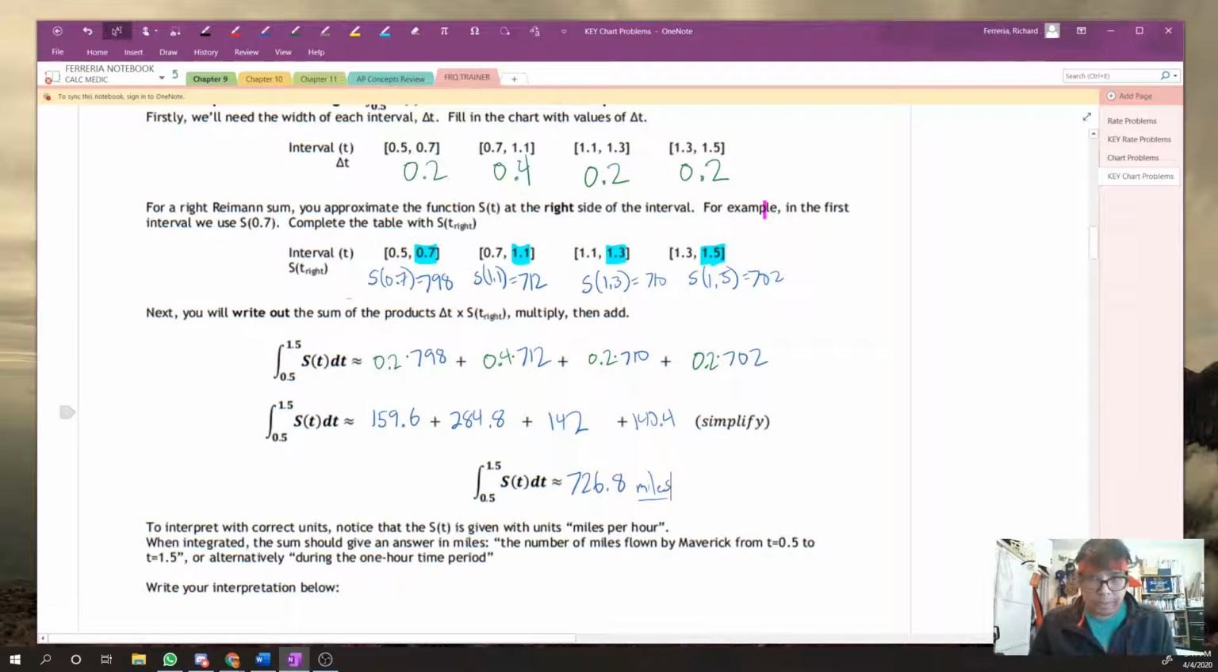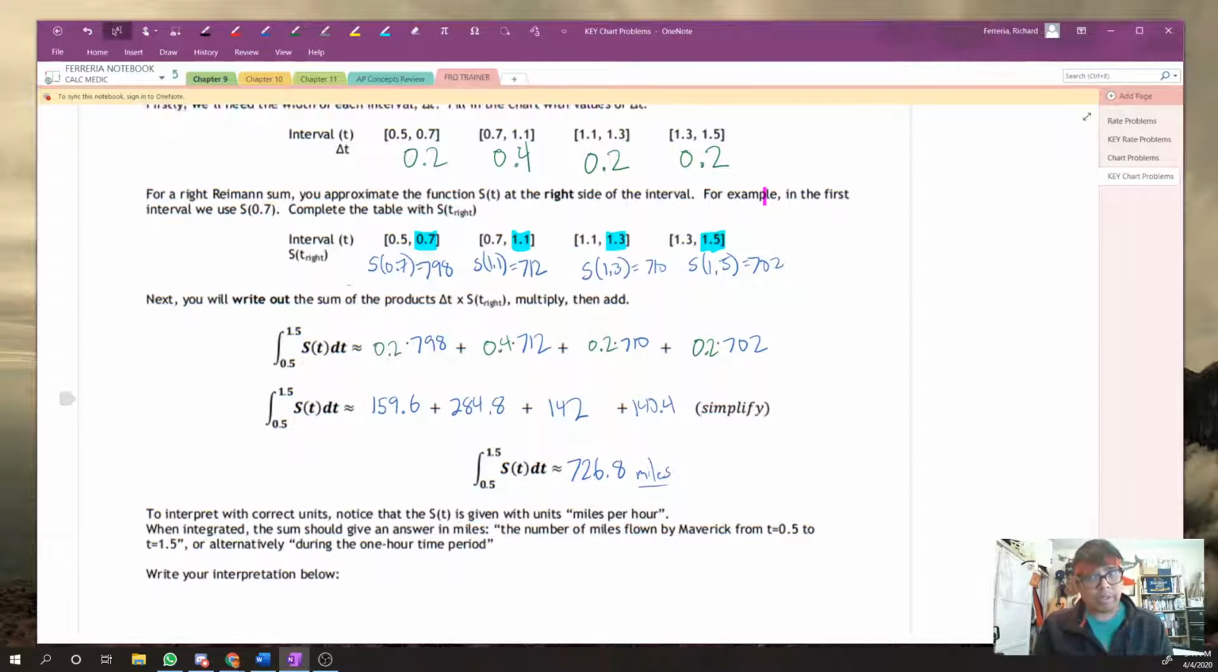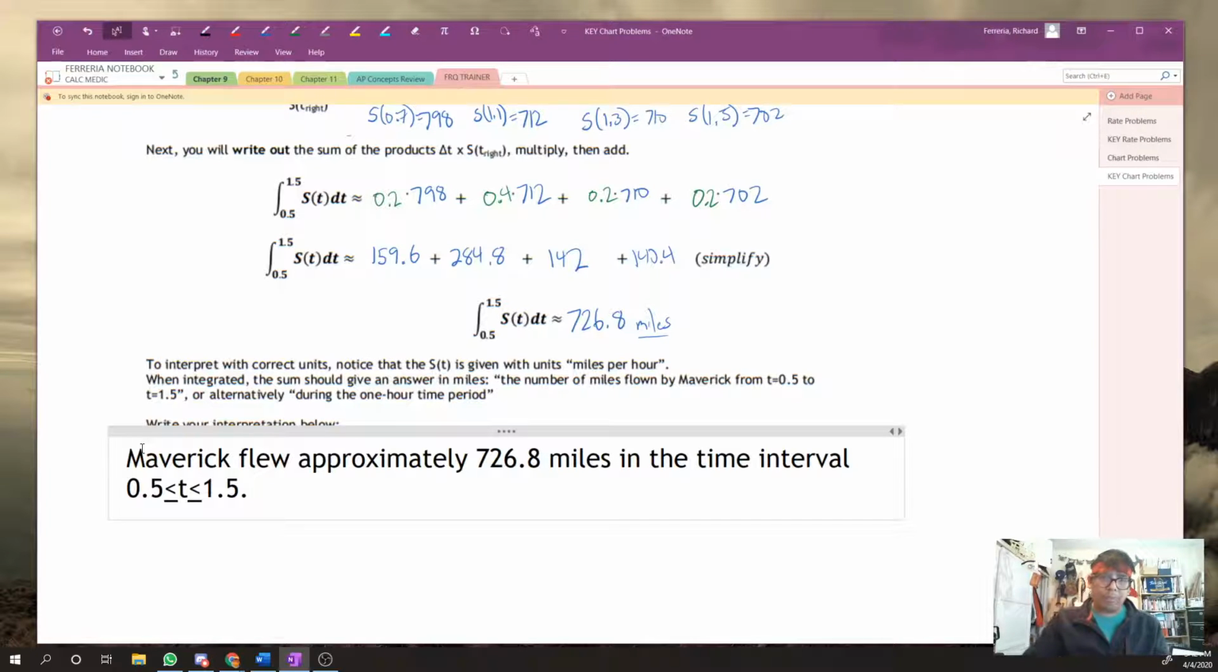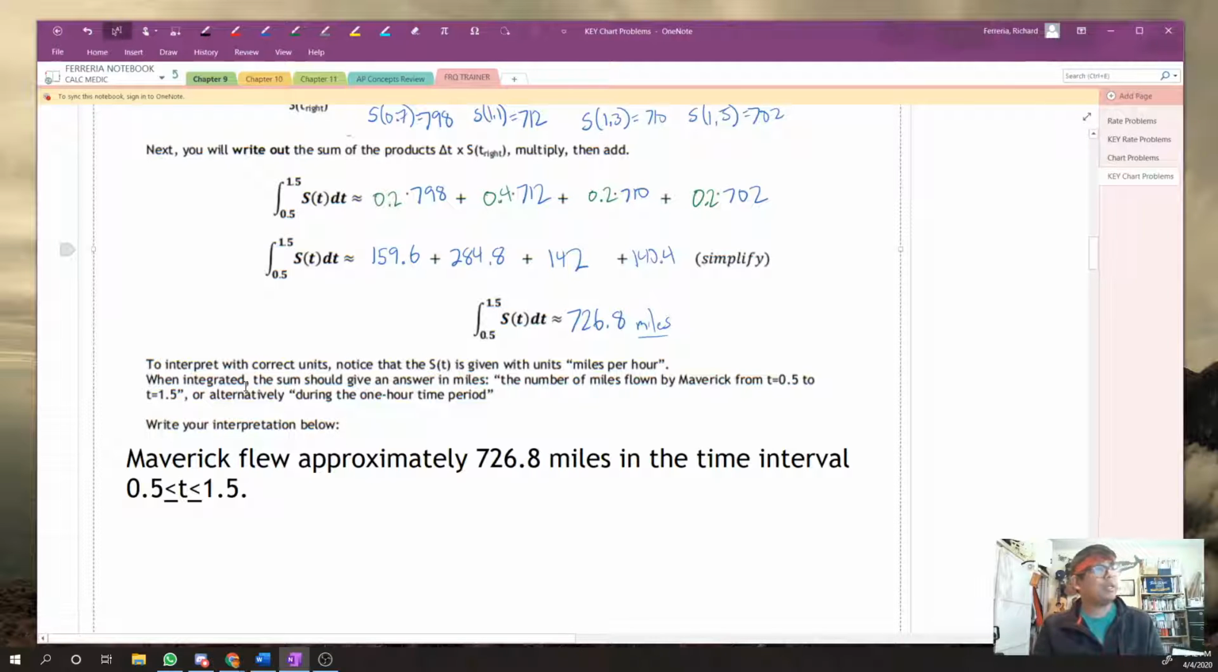So the interpretation here isn't that difficult. If we're looking at 726.8 miles, then we're talking about how many miles did Maverick fly. And important, we're going to state a time interval. Maverick flew approximately 726.8 miles in the time interval 0.5 less than or equal to t less than or equal to 1.5. Don't make a big deal about it. You know what it is. If you're integrating speed, you get displacement. So this is how far he flew during those, well, this looks like a 1 hour time period.